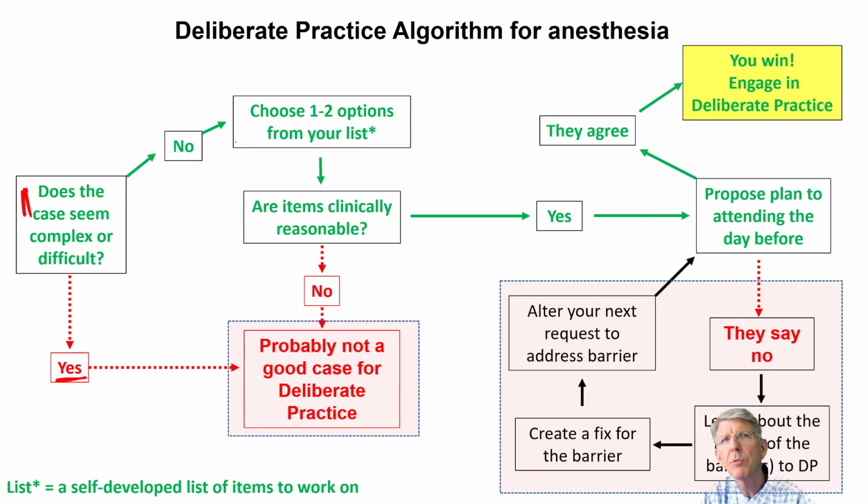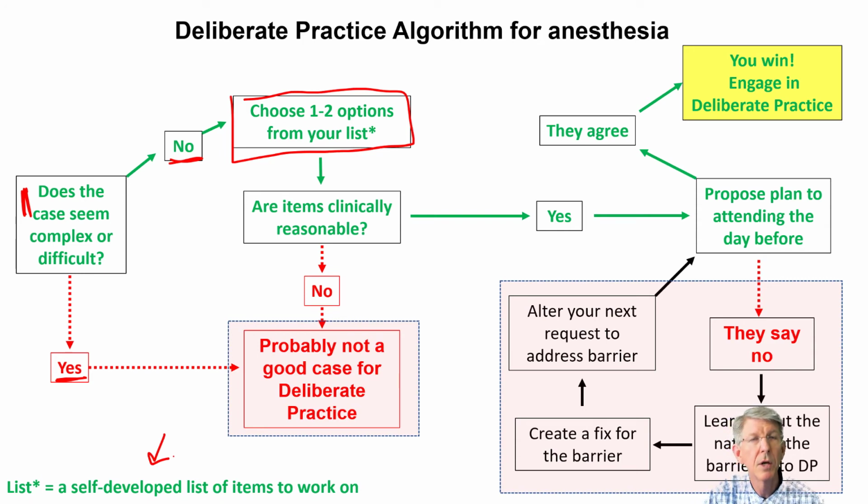On the other hand, if it's a rather routine case and it's not particularly complex or difficult, then you go up this pathway here. Then you would want to choose from your list one or two options, and the key here is you have to develop your own list of what you want to work on. So down here, you're going to keep a running list of things you want to try, work on, try and improve, and so on. And you consult your list, look it over, and decide which things on there are appropriate for the case that you're doing. And one of the key questions you need to ask yourself is whether or not these items are clinically reasonable. If they're not, for whatever reason, then don't do deliberate practice.